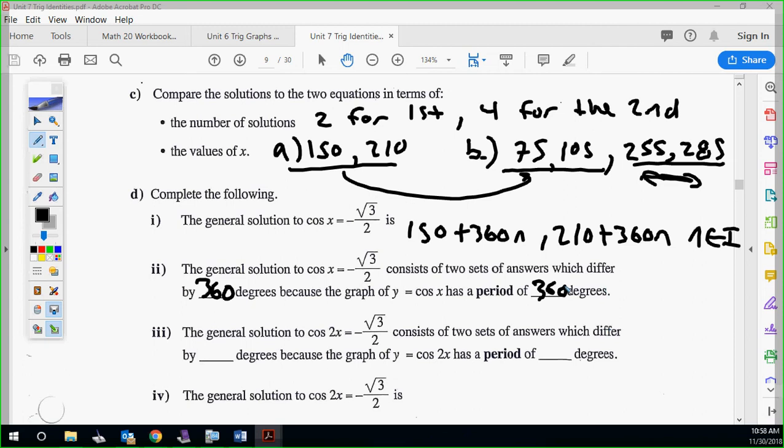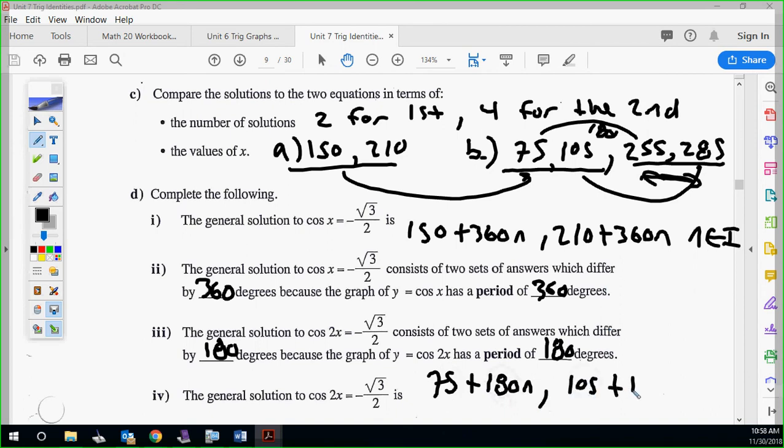Let me say that one more time. You guys are fading on me. Stay with me. We know that this right here is a horizontal stretch of 1/2. That changes my B, so my period goes from 360 to 180. That's why these right here are 180 apart. That's 180. That's 180. Okay, so that means we change our general solution for the second part to 75 plus 180n and 105 plus 180n.